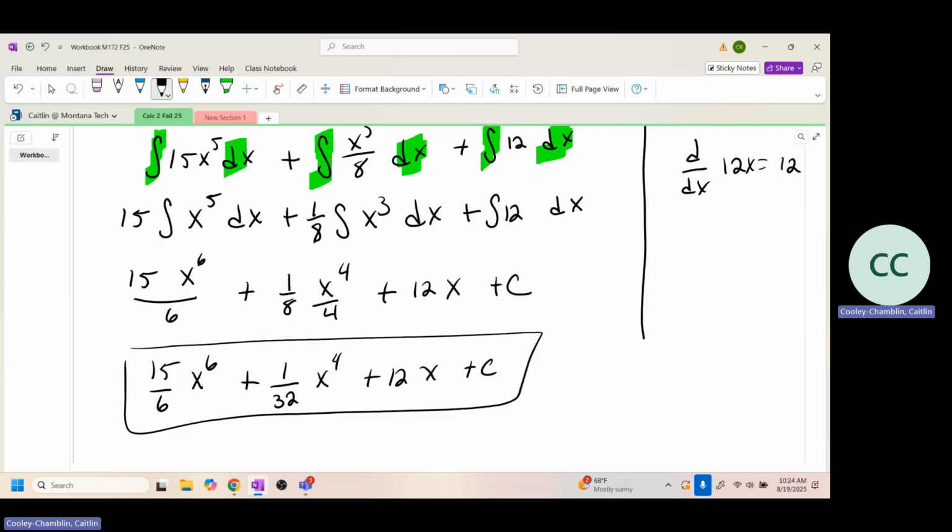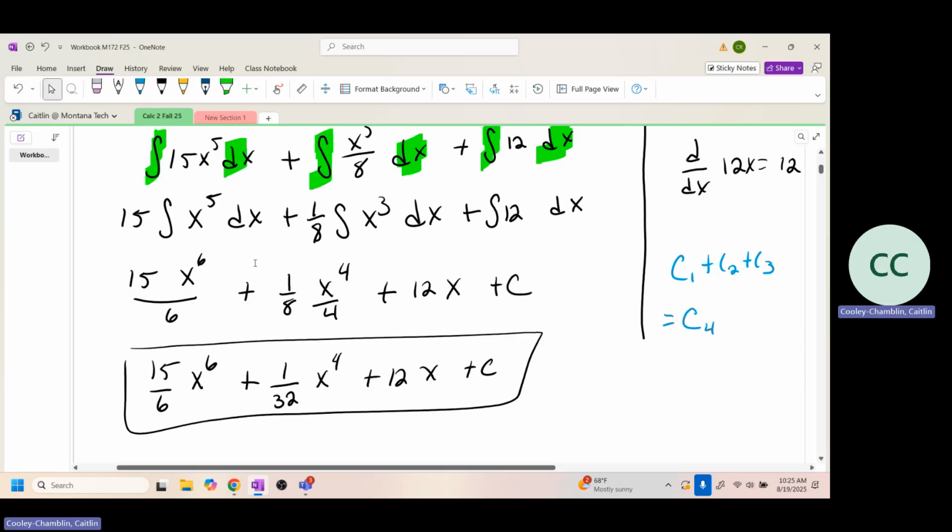Okay, one question that I get all the time when I do these is, Katie, don't each of these need a constant? Sure, we can do that. So I'm going to do plus c1, plus c2, plus c3. But the thing is, if I get all of these together, c1 plus c2 plus c3, a constant plus a constant plus a constant is still a constant. So I can just tack on plus c at the very, very end. And we don't need all these individual constants.